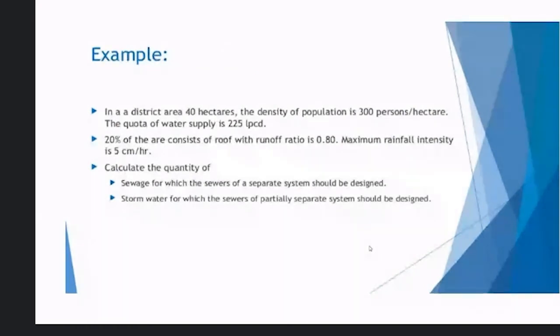Here is the sample problem for the stormwater discharge. In a district area of 40 hectares, the density of population is 300 persons per hectare, and the quota of water supply is 225, and 20% of the area consists of brook with runoff ratio 0.80. Maximum rainfall intensity is 5 cm per hour. Calculate the quantity of sewage for which the sewers of a separate system should be designed, and the stormwater for which the sewers of a partially separate system should be designed. So, next slide.